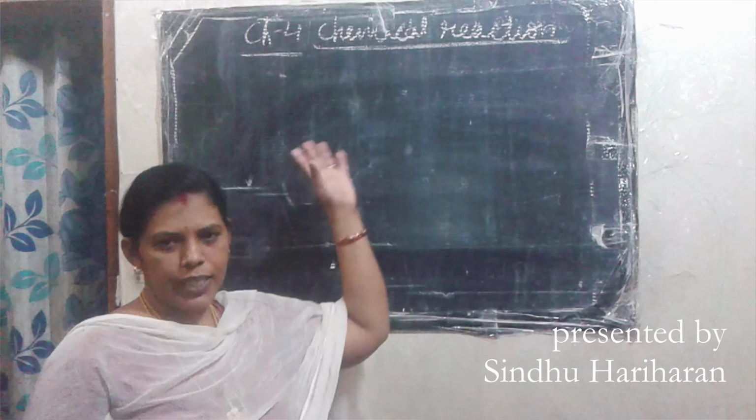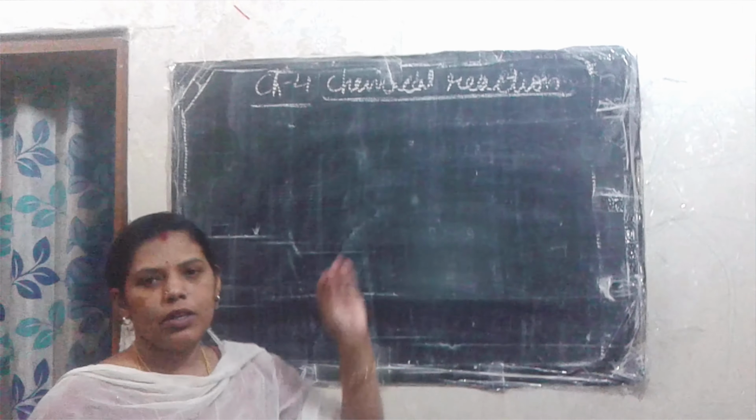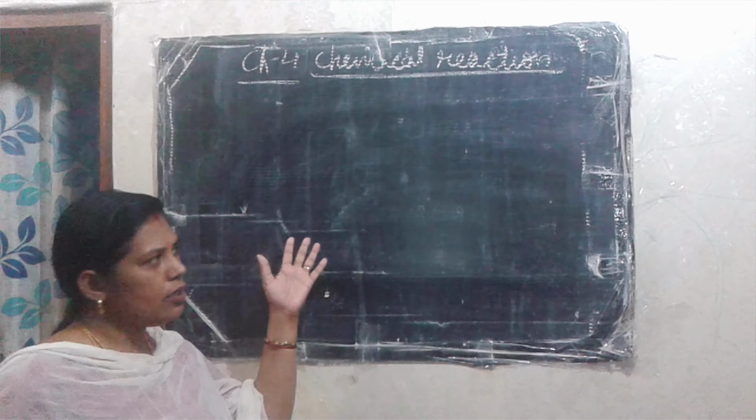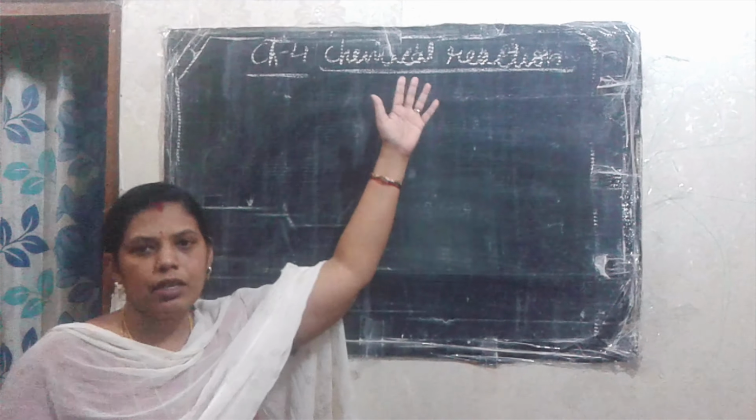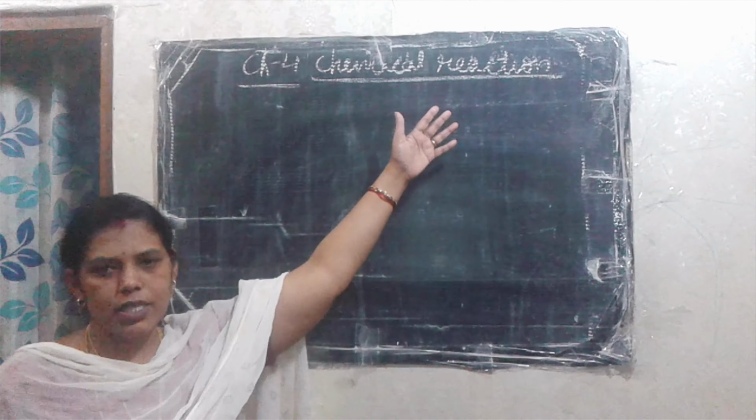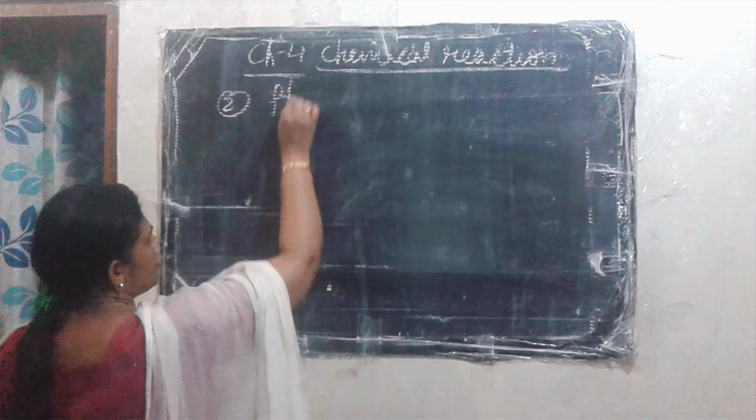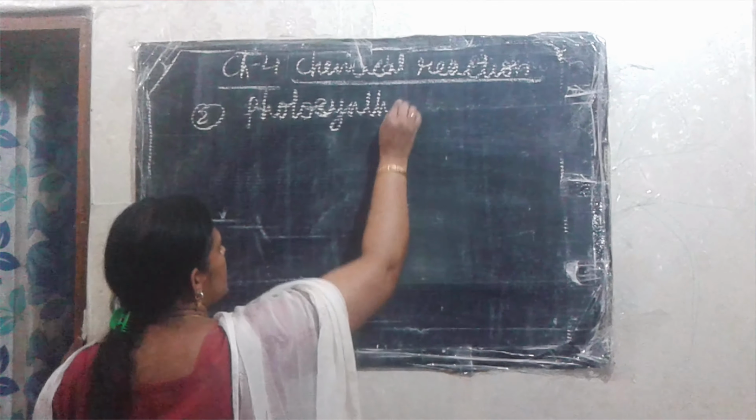Continue with the next topic. In the previous video you saw the rust prevention methods, and before that the different chemical reactions. We were in the chemical reactions, and the first example I gave is rusting of iron. Now the second example is photosynthesis. You all know about this photosynthesis.